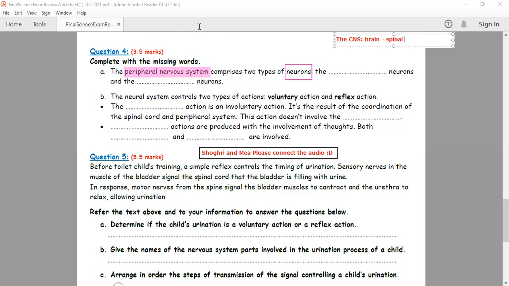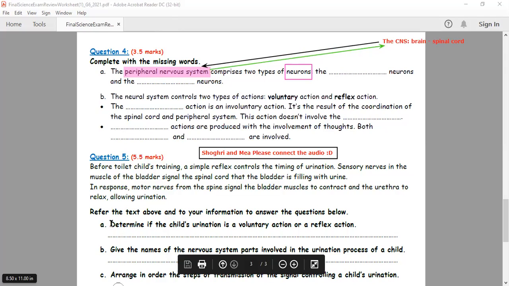So there are the neurons that take the messages from the central nervous system to the peripheral nervous system. And there is another way, there are neurons that bring the messages from the peripheral nervous system to the central nervous system. For this reason, we need 2 types of neurons. What do we call them? What are these 2 types of neurons? What do we call the neurons that take the messages from the organs to the central nervous system? They help us to sense the environment. So what do we call them?